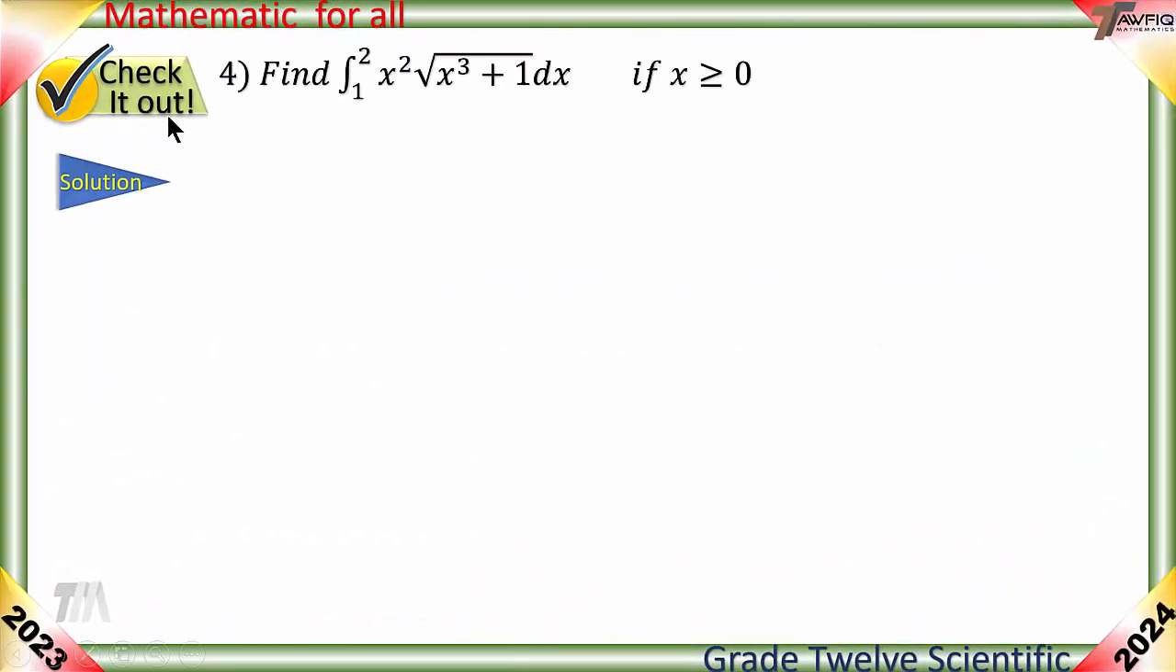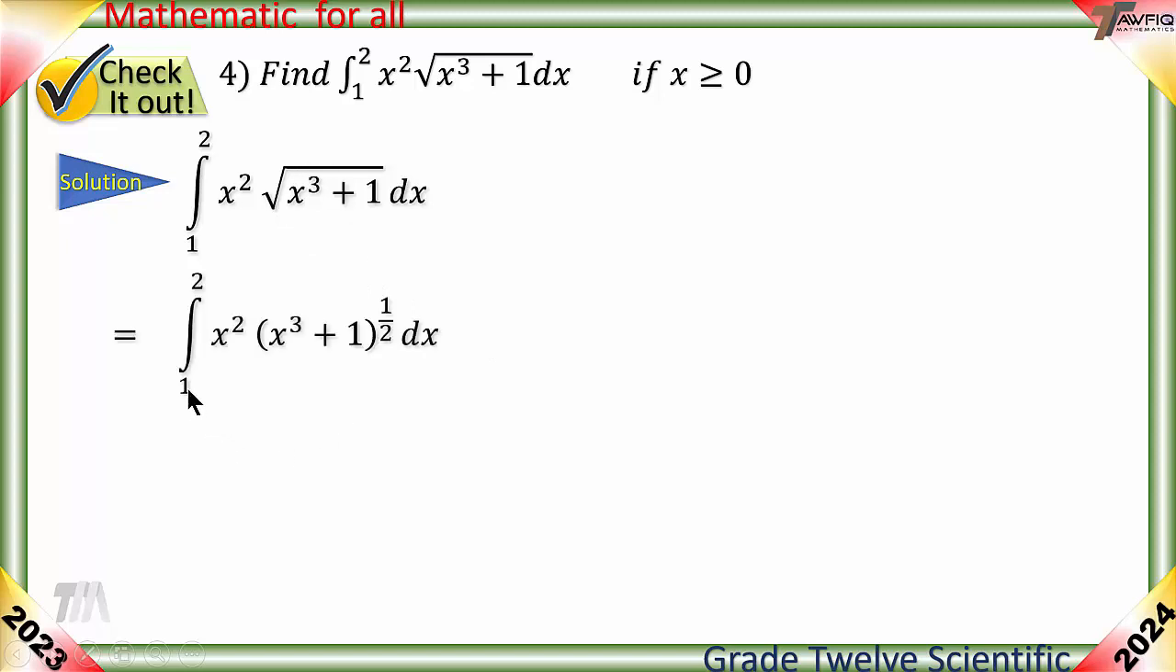Check it out. 4. Find the integration from 1 to 2 of x squared times the square root of x cubed plus 1 dx. First of all, converting this square root to a power, it becomes the integration from 1 to 2 of x squared times (x cubed plus 1) with the power 1 over 2 dx.